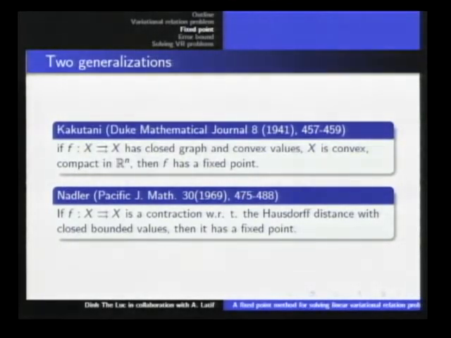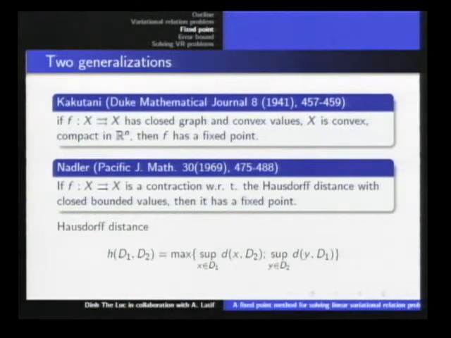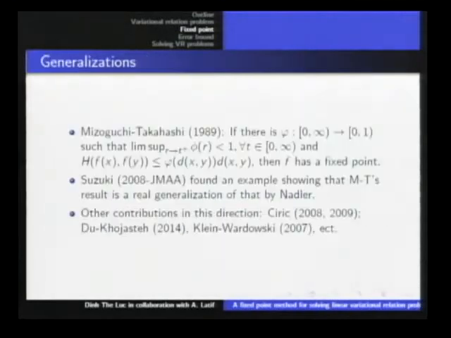Arrow, yes. Arrow also. Yes. Prize. Yes, so three people. Also Nobel Prize. Yes, Debreu. Yes. Okay, so here I follow the second one. I just recall the Hausdorff distance.